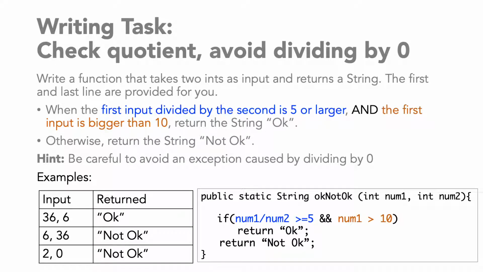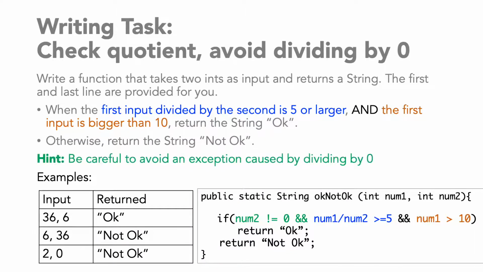One way to do this is to have one condition check, is the first input divided by the second 5 or larger, and a second condition to check if the first input is bigger than 10. The hint reminds the student to avoid an exception caused by dividing by 0. That condition needs to go first.